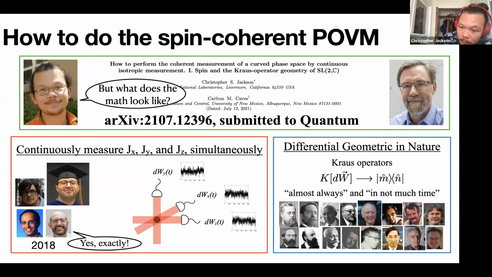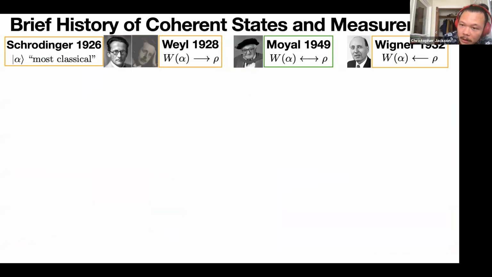Okay. So before we proceed, I thought it was important to quickly go over the history of coherent states and coherent state measurement. So let's do that real quick. Schrodinger is credited for being the first to publish on what we call coherent states, and this was in '26.